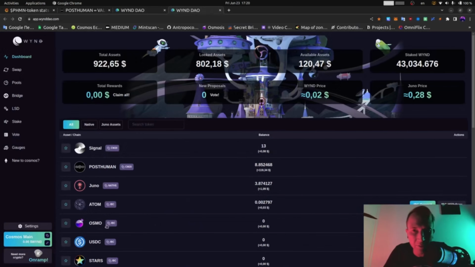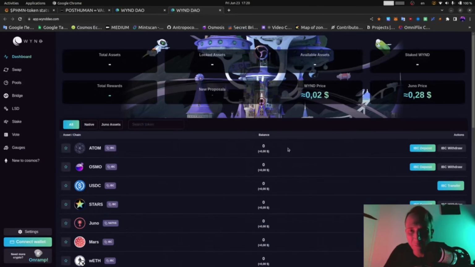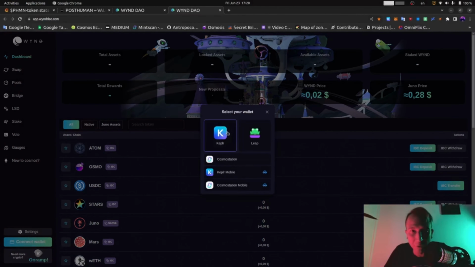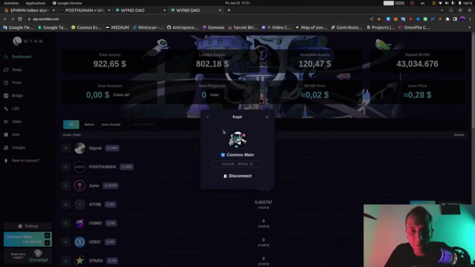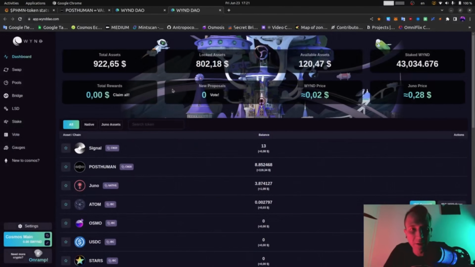It's already connected to my Keplr wallet, but I want to show you how to connect different wallets, because Wynd DEX supports not only Keplr, but also Leap wallet, CosmWasm wallet extension, and even Keplr mobile and CosmWasm mobile. Very cool, nice, and easy. Today we will use Keplr wallet. It sees my Juno address directly. Very nice. So first that we can see is the dashboard.